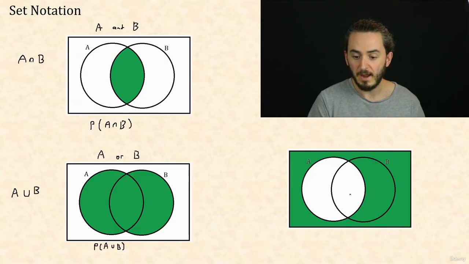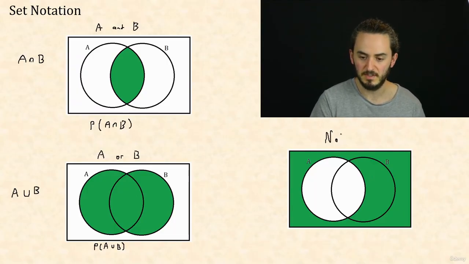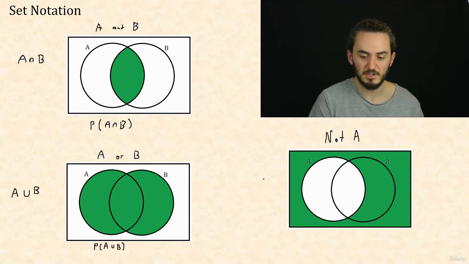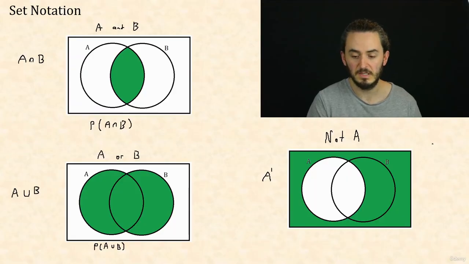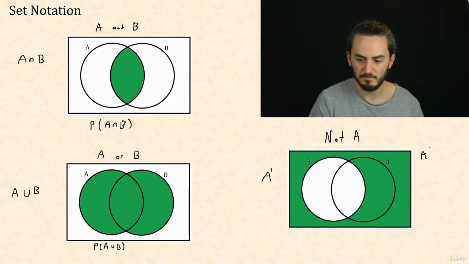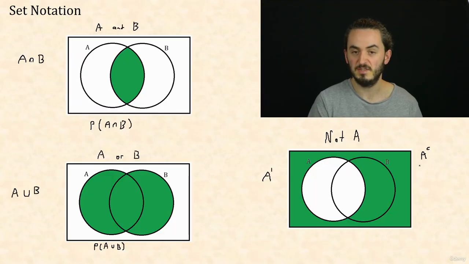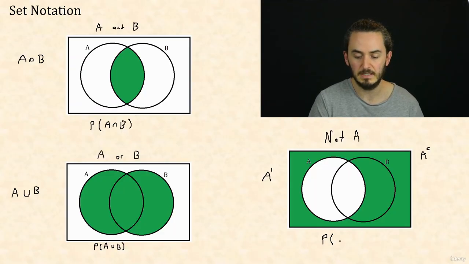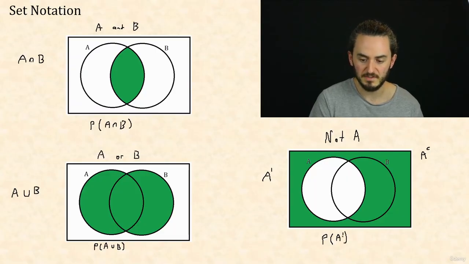Right, this one here. So this is everything apart from A. So this is described in words as not A. Here's how we describe the set notation. We use a little dash to represent that. This is also sometimes called the complement of A. So you will sometimes see A with a little C next to it. It means everything that's not A. So again, if we were talking about probabilities, we might say the probability of not A. So that is all the stuff apart from A.